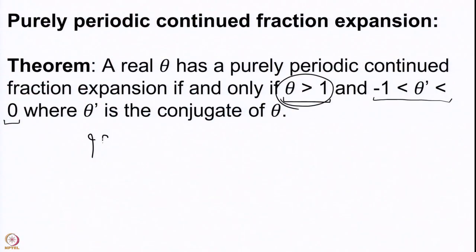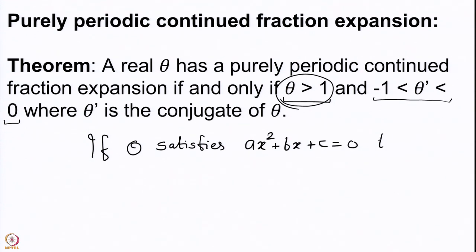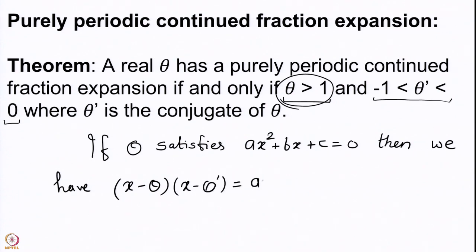So if theta satisfies, say, ax square plus bx plus c equal to 0, then we have x minus theta into x minus theta prime equal to this ax square plus bx plus c for some theta prime.